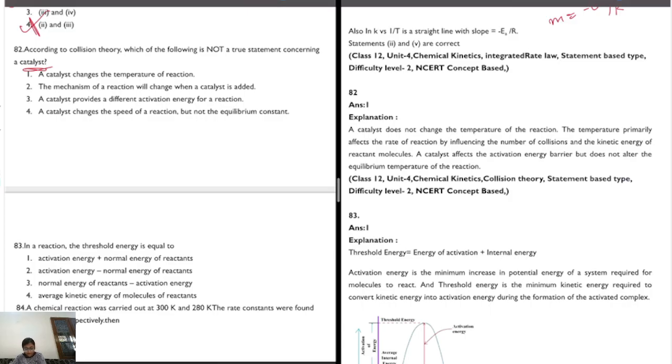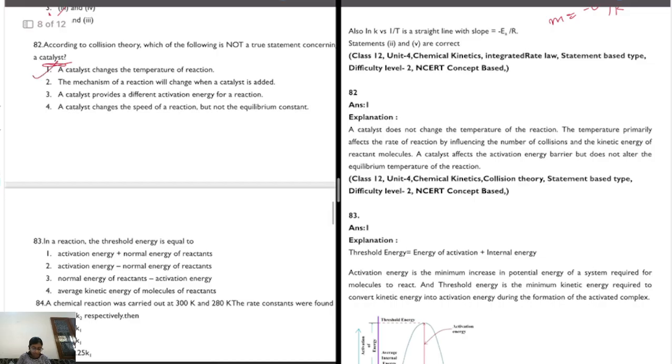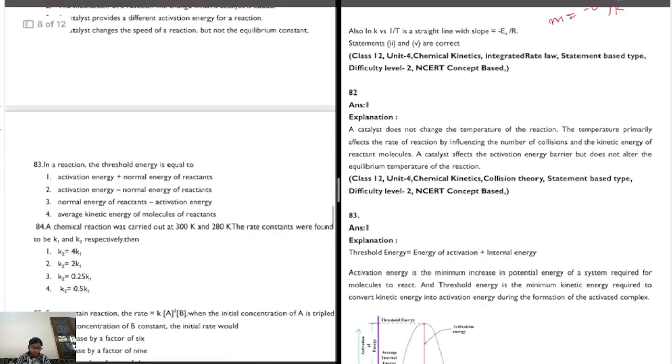It can only affect the rate, and how it affects the rate is by influencing the number of collisions or by decreasing or increasing the activation energy. It generally decreases the activation energy. It will never change the equilibrium temperature. Therefore, option B is not a true statement. Option 1 is not a true statement.